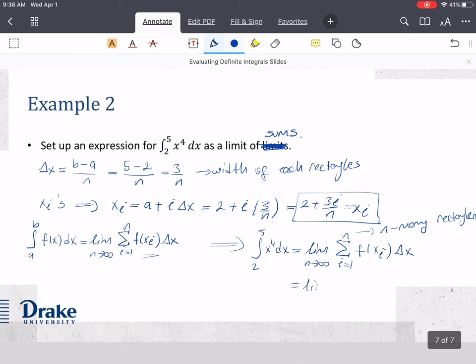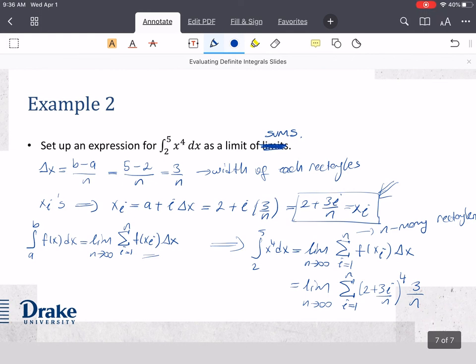So it's going to be the limit as n goes to infinity, again, of the sum of the rectangles. So f of xi, in this case, we know what xi is, this guy, and we know what f is, x to the 4th. So we're going to put 2 plus 3i over n to the 4th, because that's f of xi, times delta x, which is 3 over n.